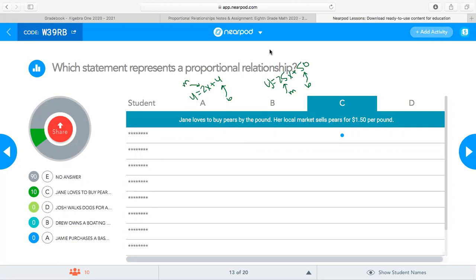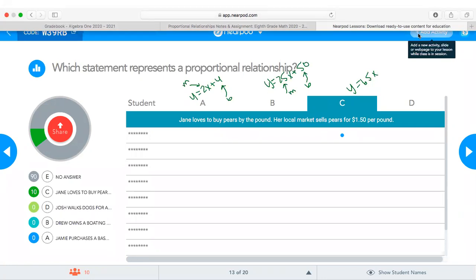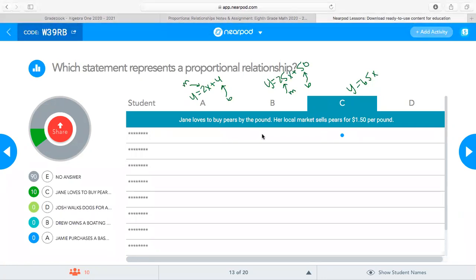All right, awesome guys, good job. Thank you so much for participating. So y equals 1.5x. Well, there's our proportional relationship. This one has a y-intercept of 0. Good job to whoever had already answered. So press C, C's our answer. That is proportional because it has a y-intercept of 0. Awesome, good job guys.